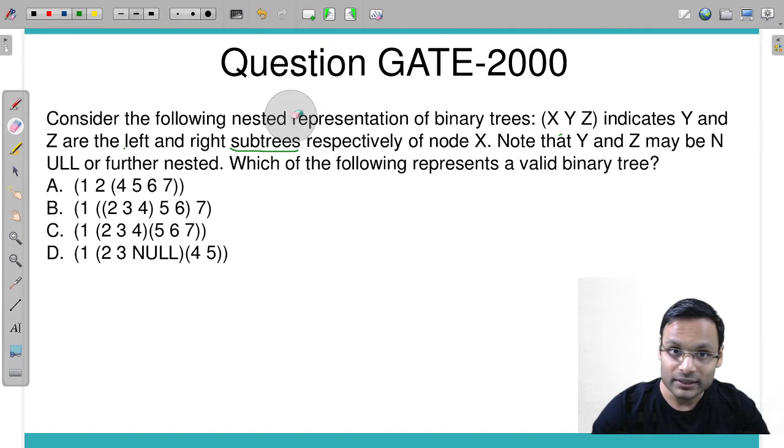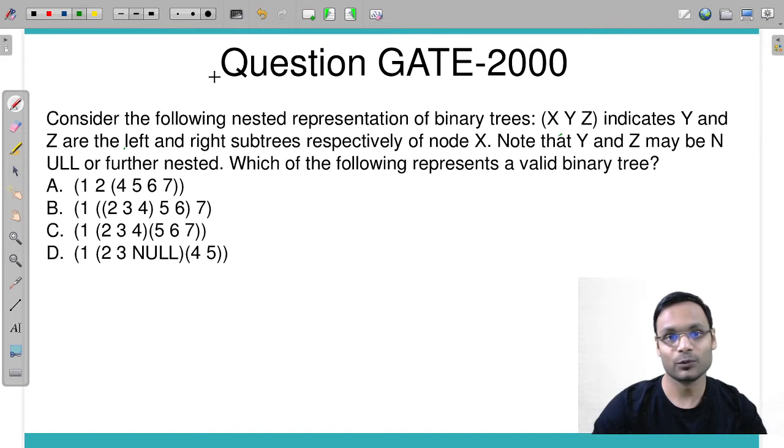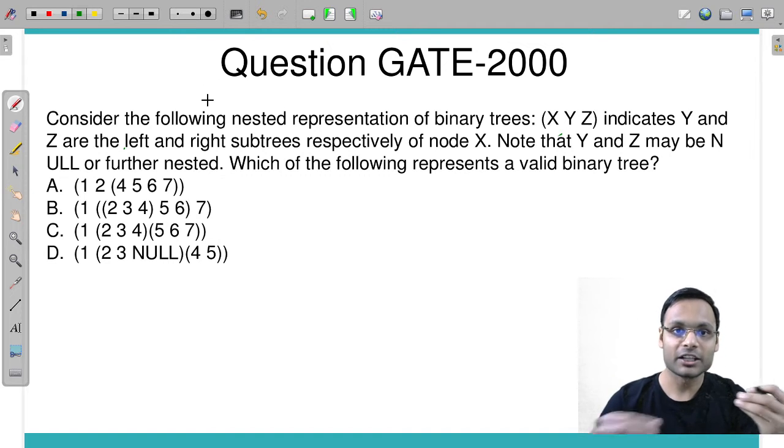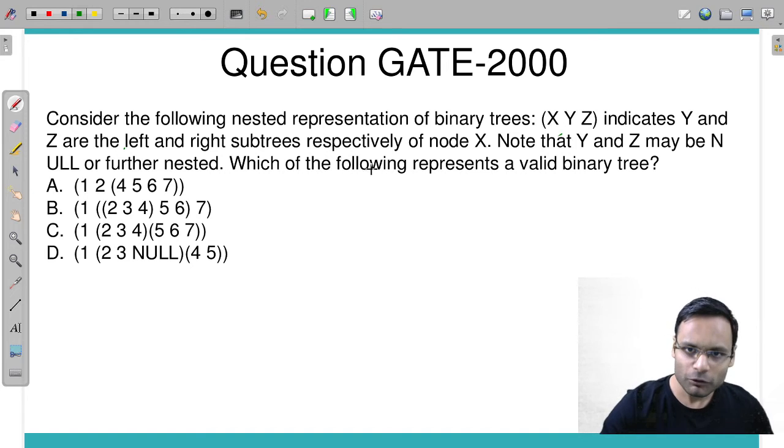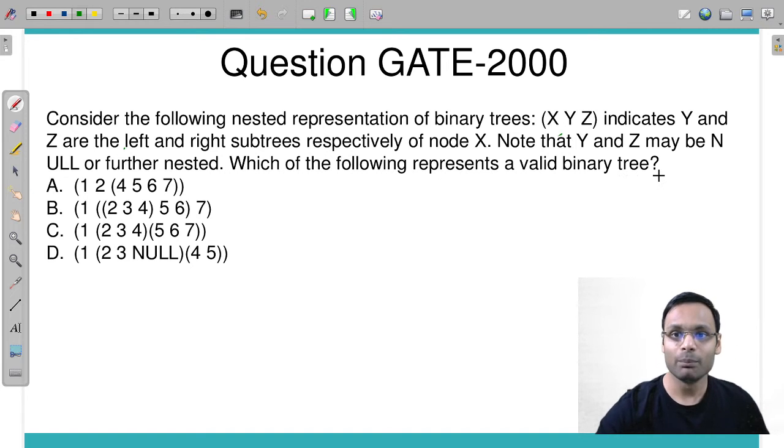Now look at this. What is given further? Note that Y and Z may be null, or further nested. Yes, we know that the left and right subtrees may be further nested, or you may not have any left and right subtree, meaning you can have null over there. Which of the following represents a valid binary tree? Fine. How can a valid binary tree be represented?